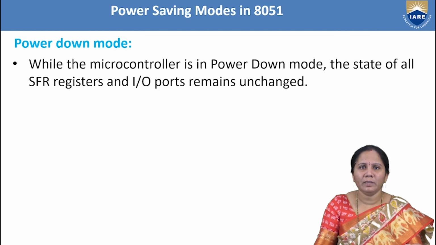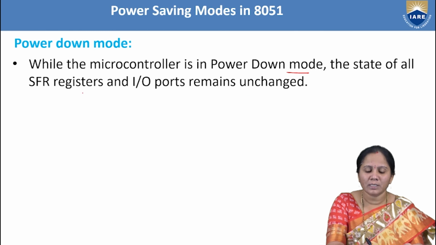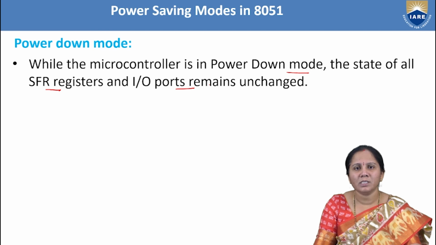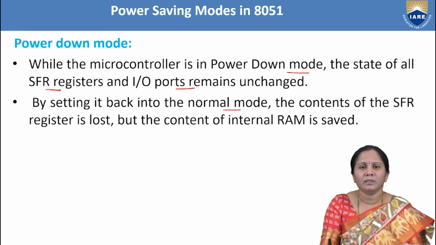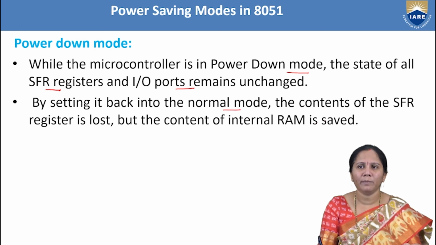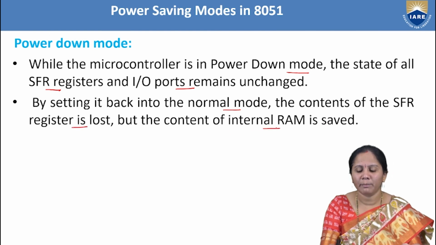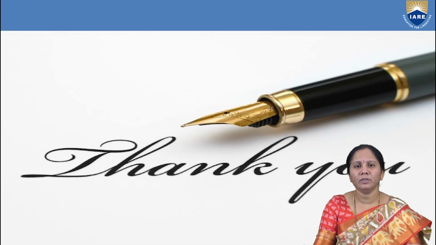While the microcontroller is operating in the power down mode, the status of the special function registers and IO ports will remain unchanged. But by setting the 8051 microcontroller back to the normal operation mode, the content of the SFR registers will be lost, but the content of the internal RAM will be saved. So this is all about the serial port operation of the 8051 microcontroller and the registers that are configured during serial port operation.